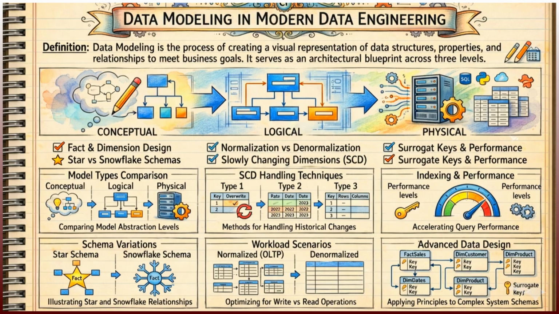Next, we move on to the logical model. Here, the structure becomes rigid. We define attributes, primary keys, and relationships in detail, but remain technology agnostic.